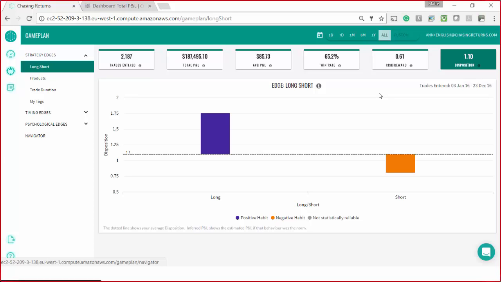And again, Chasing Returns doesn't try to tell him how to fix it, because most people need to look inside themselves as to why they have certain behaviors. But this gives you the first place to look. And using inferred P&L helps you figure out which habits are costing you the most.